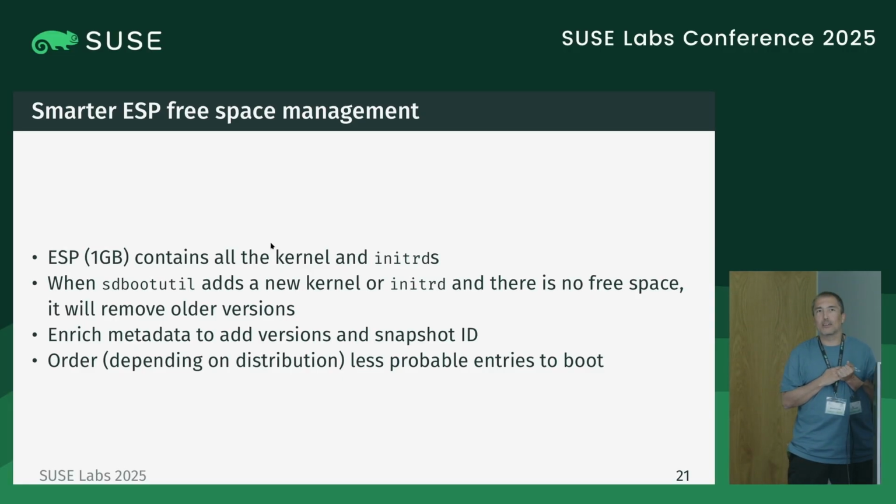You said there the ESP needs to be a gigabyte, which I fully agree with. I would even make it larger than that. But that requires changing the default policy when partitioning the system, which is a policy change in Agama or whatever you use. Did you consider a gigabyte?